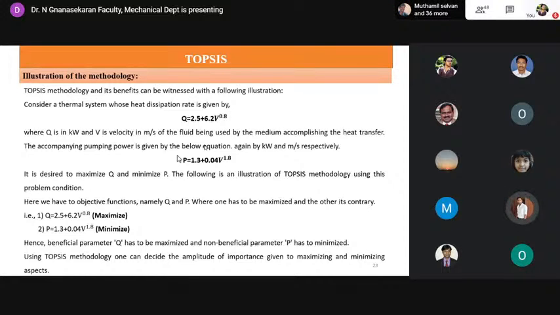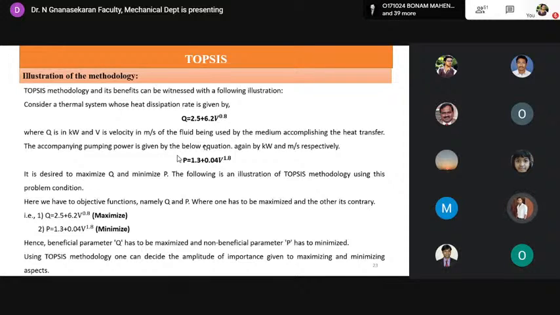So for example, Q, you can consider to be heat dissipation, and the relationship is given with respect to velocity. This particular problem has been taken from the second edition of the optimization book written by Professor C. Balaji, who was the chief guest for today's program. In his second edition, this TOPSIS method is explained very clearly. So we took up that one and analyzed that problem. Then this was applied to the research problem.